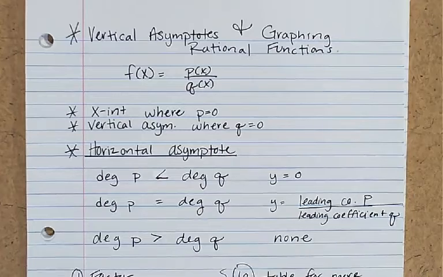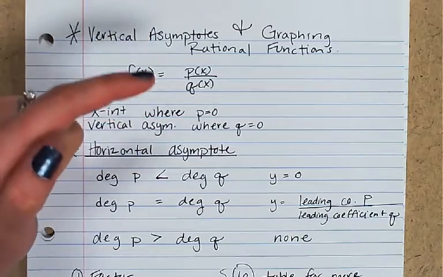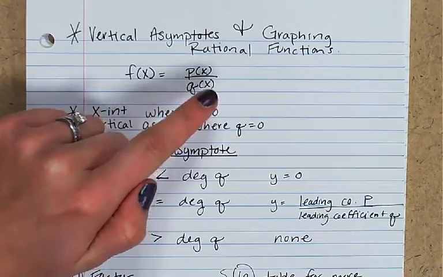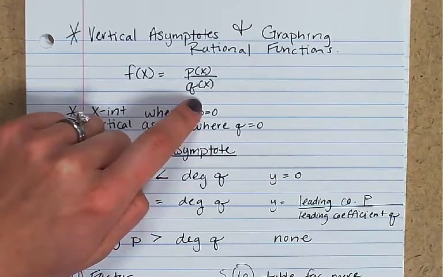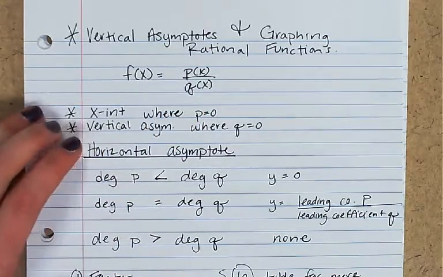This video is a combination of two lessons, the vertical asymptotes lesson in Edgenuity and the graphing rational functions. So when you have a rational function, it's just a fraction. So you have something on top and something on the bottom. But on the bottom, there always has to be a variable. That's what makes it a rational function, is you have to have an x in the denominator.